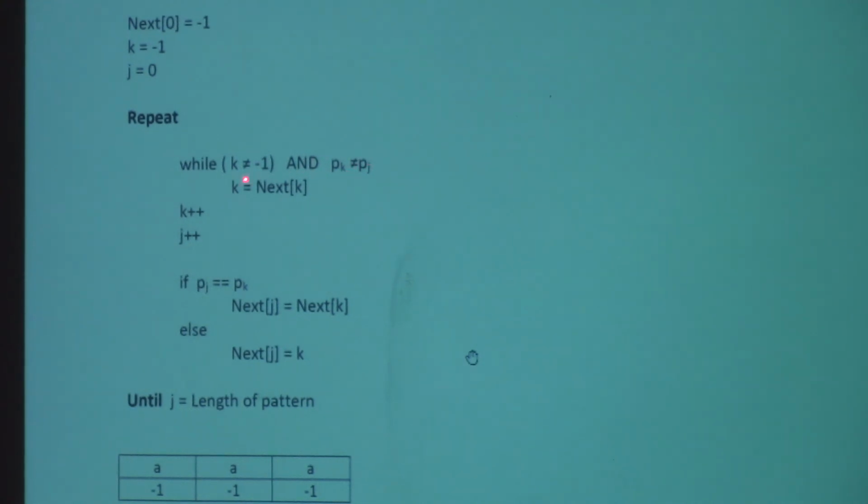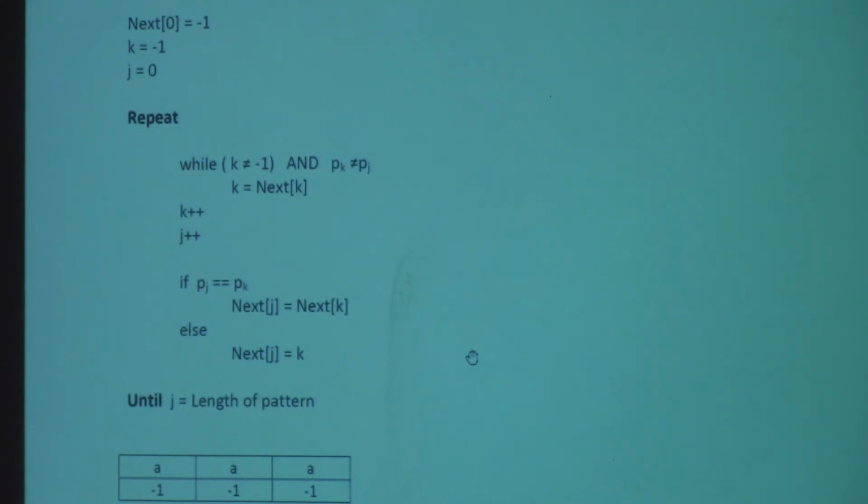True. P0 not equal to P1. True. Therefore, K is equal to the next of 0. What's that equal to? -1. K gets -1. And we're going to loop. Do I repeat the loop? No, because K is equal to -1, and therefore K not equal to -1 is false. Where does K go to? 0. Where does J go to? 2.